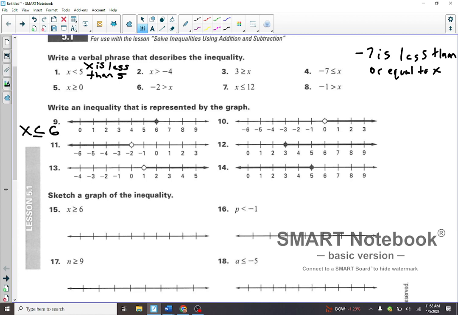Wait, for number 4, did you rewrite it first? No, I'm just reading what's given there. You could rewrite it on the test, so it makes it easier for you. I have a question. How do you know what to write?